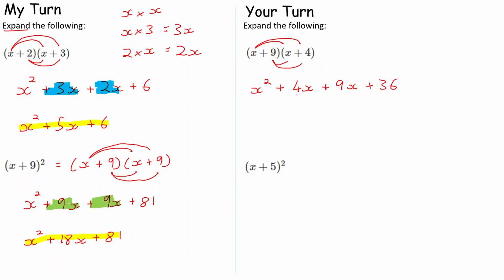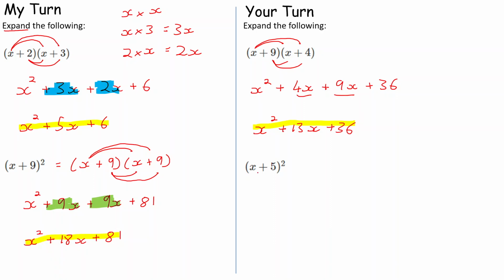Okay, and again, you've got a 4x and a 9x. They're like terms. You can simplify it. You can group it together. So overall, we get x squared. 4x plus 9x gives you plus 13x, and you got that plus 36 on the end. There we go. Brilliant. So that is your answer for this one.